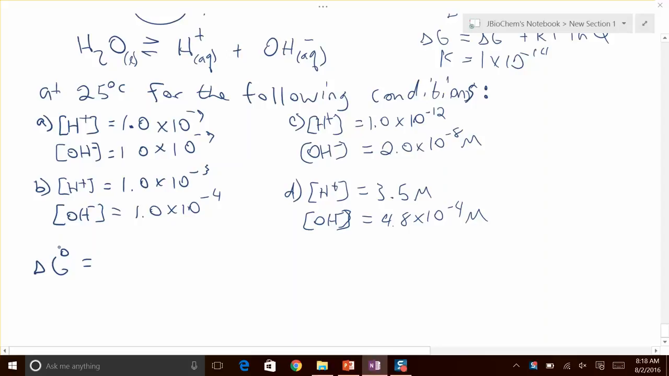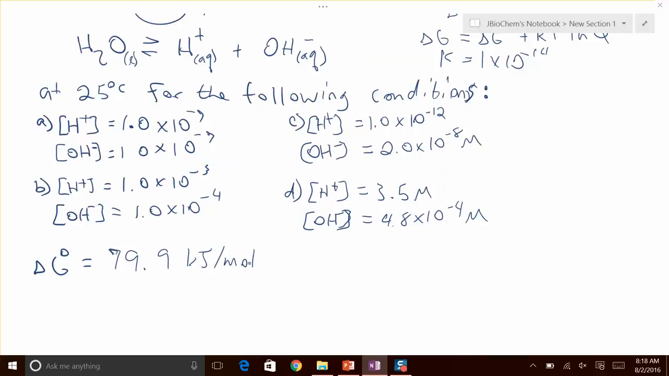Okay, so what did you guys find for delta G naught? 79.9 kilojoules. Okay, yeah, I think. Let me see. Yes. Okay. So that's our delta G naught.